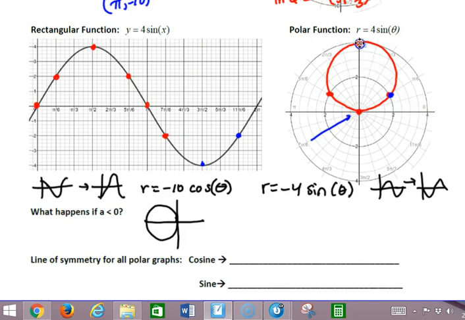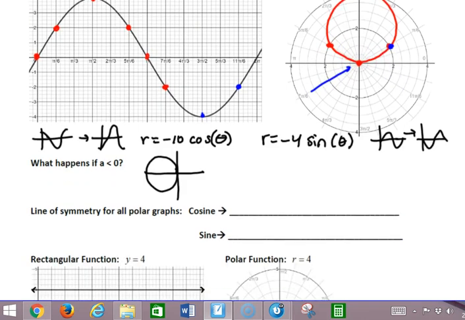So this point at the top would end up at the bottom. This point at pi over 6 would end up at 7 pi over 6. This one at 5 pi over 6 would end up at 11 pi over 6, and the entire graph would be below the line from pi to 0. So it ends up down here.